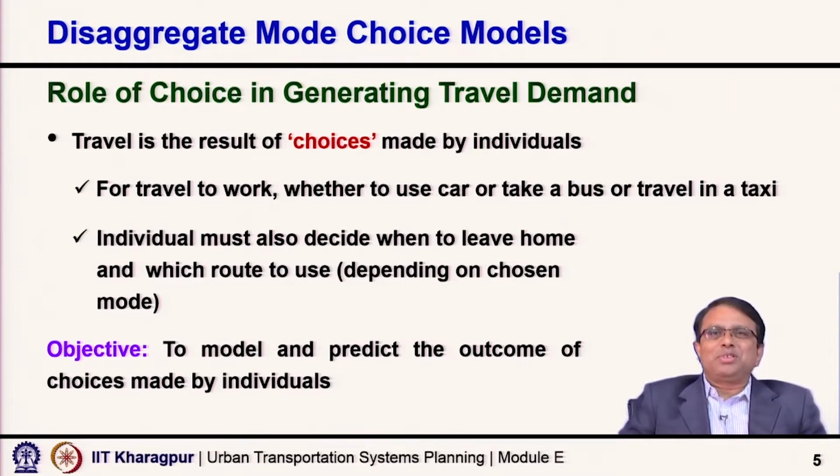So, the whole transport system is full of making decisions, right, and the objective here is to model and predict the outcome of choices made by individuals. We try to see, given the transport system characteristics, the alternatives which are available and their characteristics, and given the characteristics of the decision maker, that is the individual, how the decision is being made. We want to model that, we want to predict that.